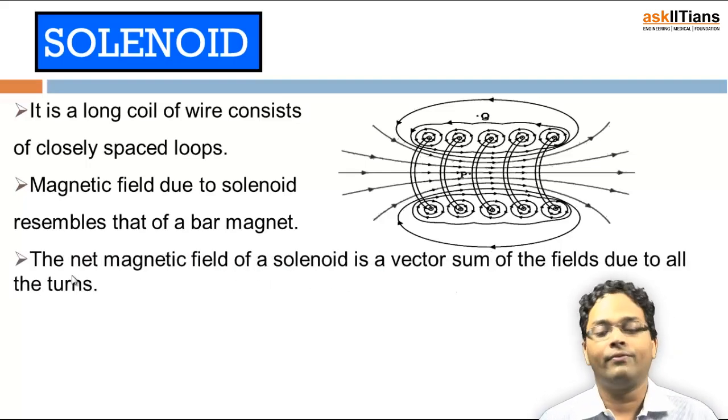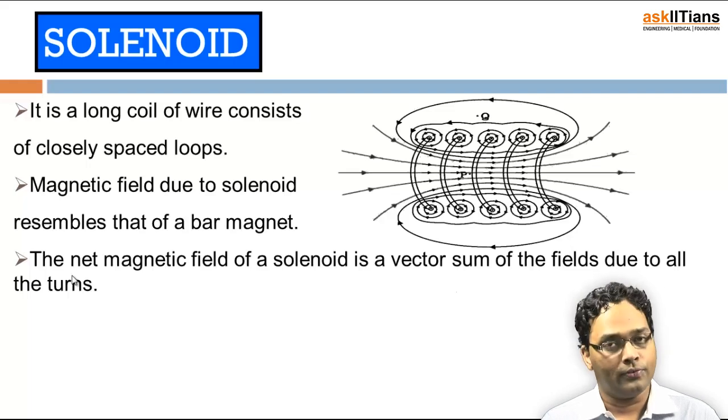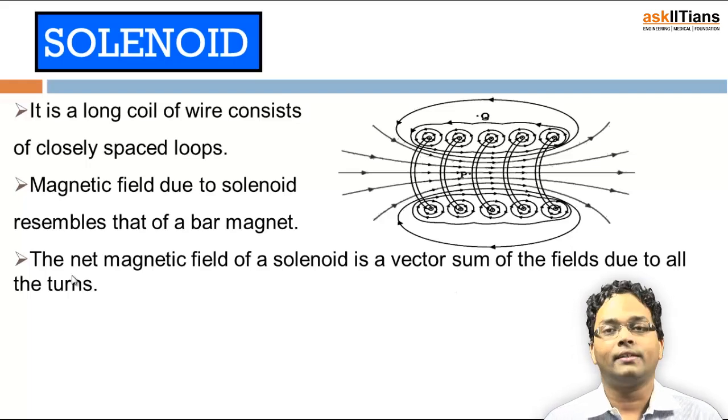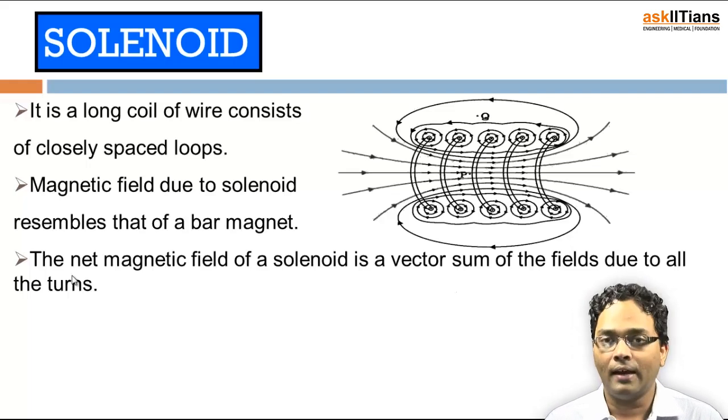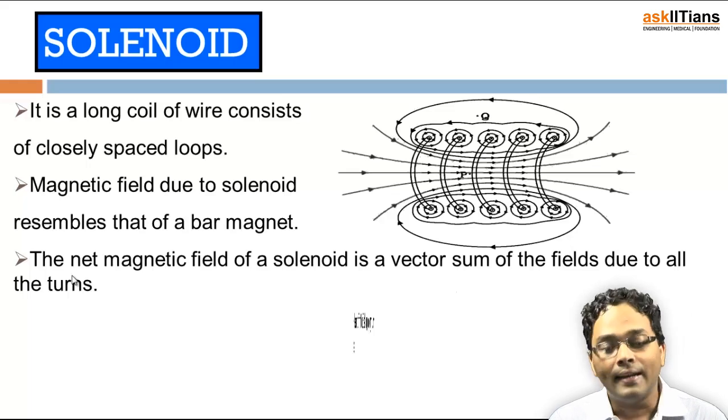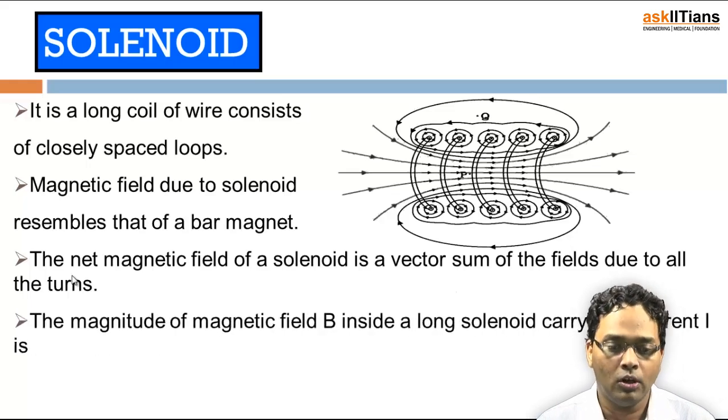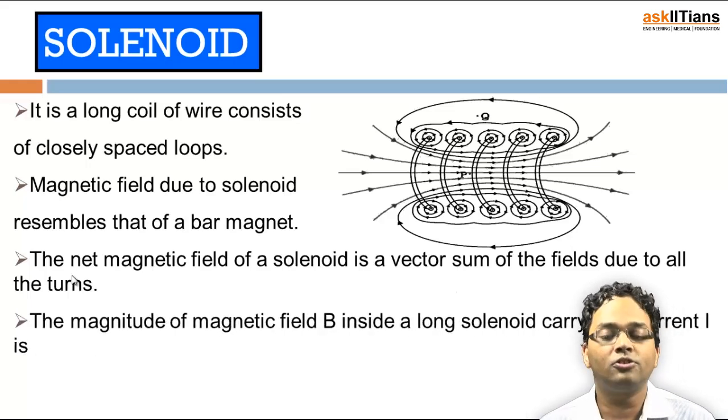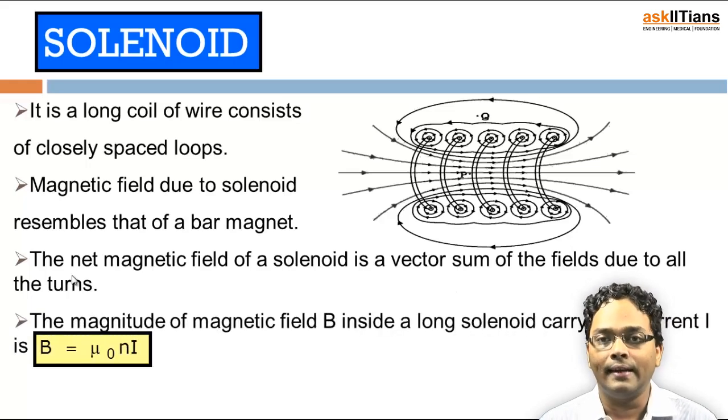How exactly are we going to find the net magnetic field of a solenoid? The magnetic field is a vector, so you have to find the vector sum. When you find the vector sum, that gives you the net value of the magnetic field. Moving further, the magnitude of the magnetic field inside a long solenoid is given simply as B = μ₀Ni.